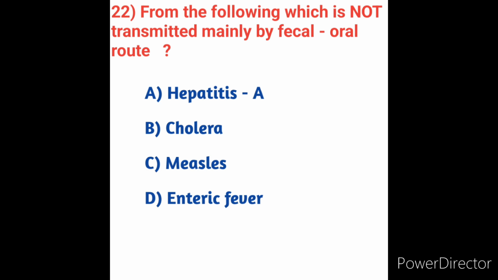Option D, enteric fever. Enteric fever, also known as typhoid fever, is an infection that causes diarrhea and a rash. It is most commonly caused by the bacteria Salmonella typhi. The bacteria spread through contaminated food, drink or water. So this is also one of the fecal-oral routes. So from the following, the disease not transmitted mainly by the fecal-oral route is option C, measles. That is the correct answer here. Next we will move on to question number 23.